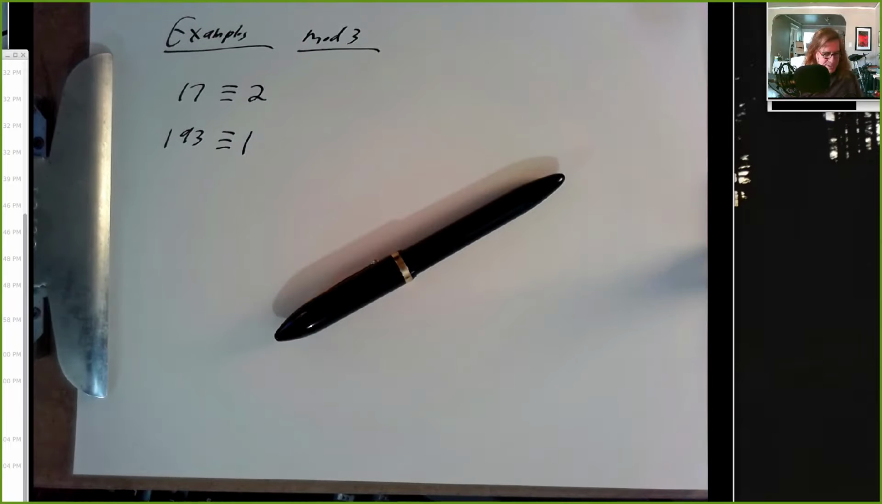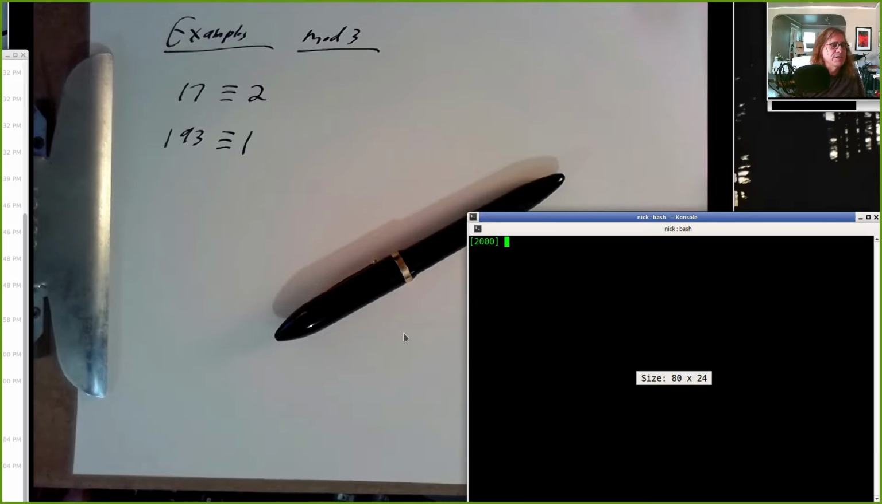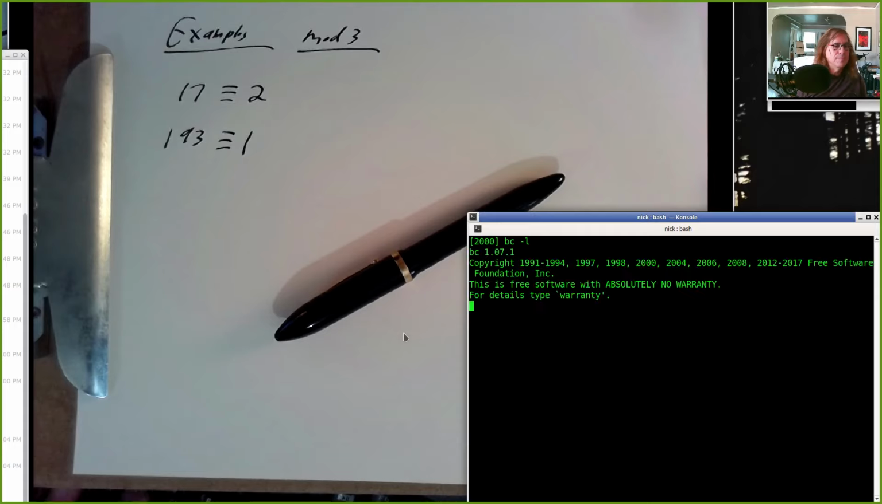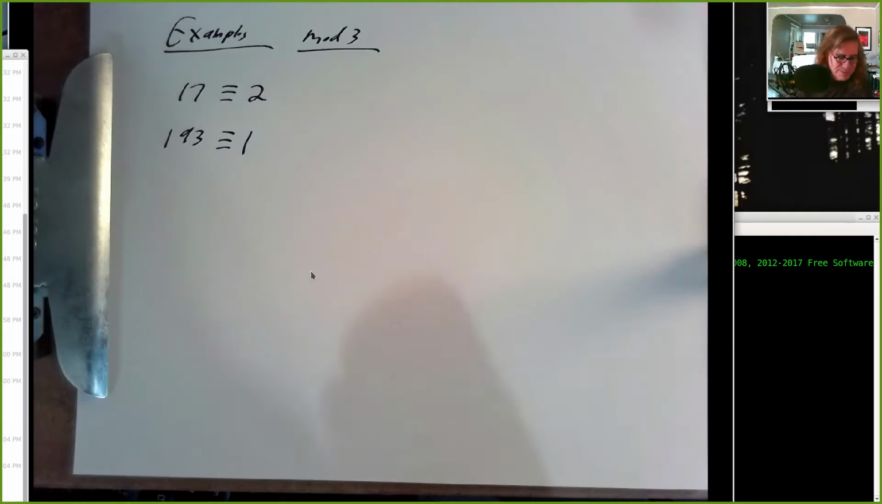All right, so let's see that. 193 divided by 3 is 64.33333. 193 minus 3 times 64 is 1. Okay, so 193 is 1 more than a multiple of 3. So I'm not lying to you here.